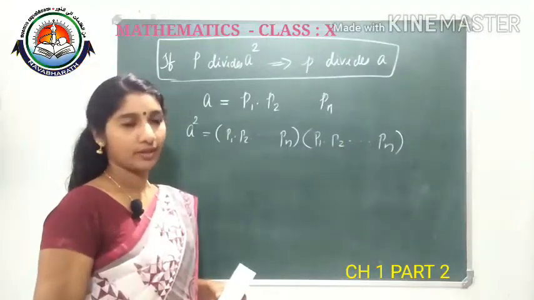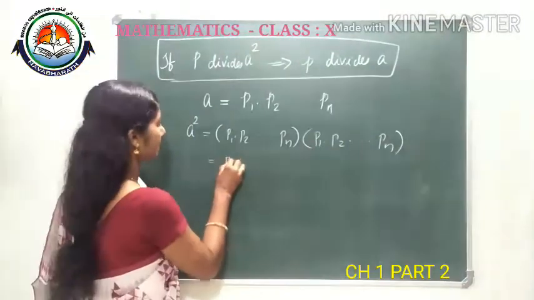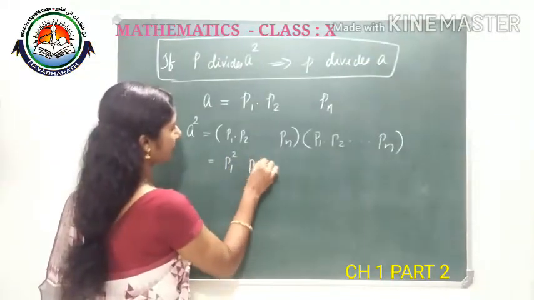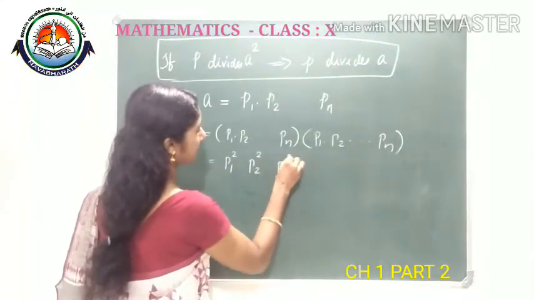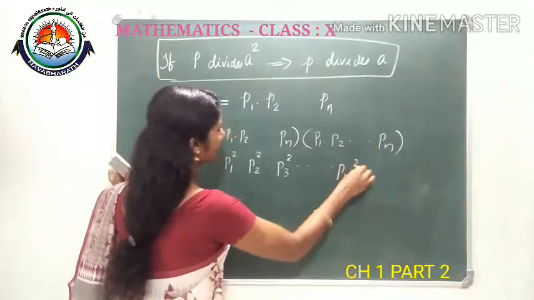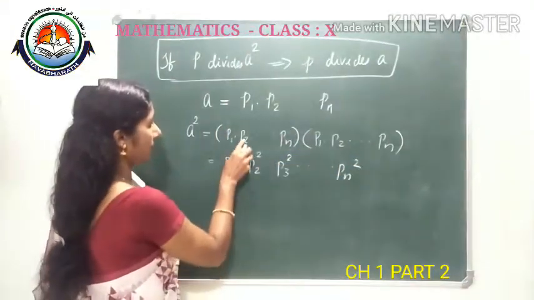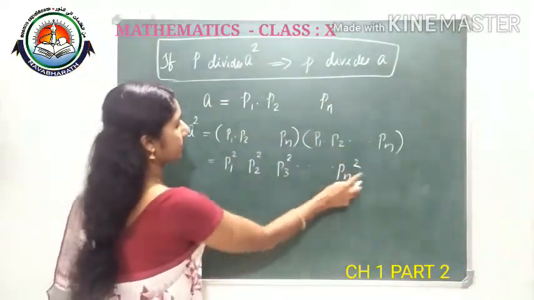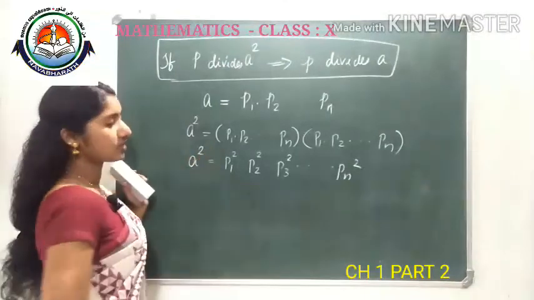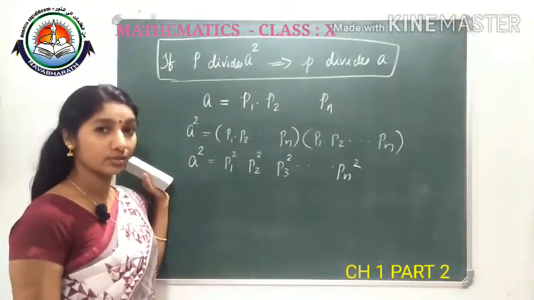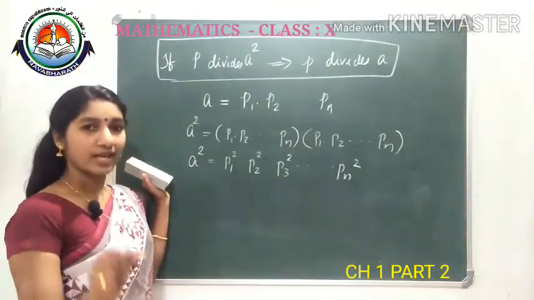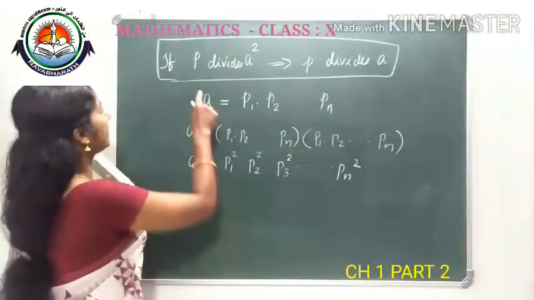Then we can write it as p1 square into p2 square into p3 square into etc. pn square. p1 into p1 is p1 square, p2 into p2 is p2 square, etc. So we got a square equal to p1 square into p2 square into etc. pn square. And what does it give in this theorem?